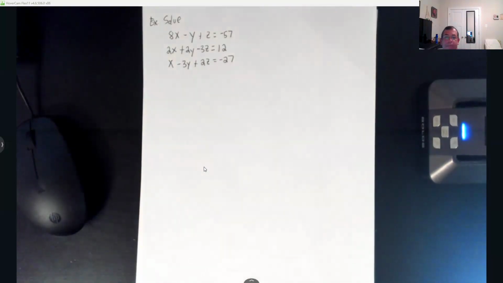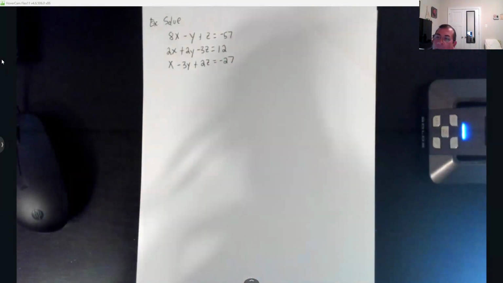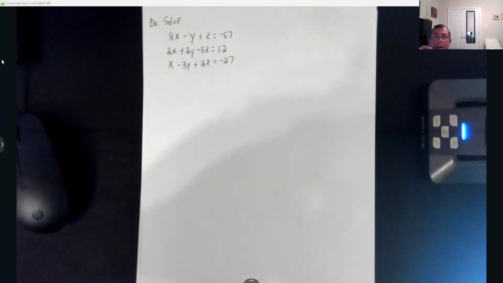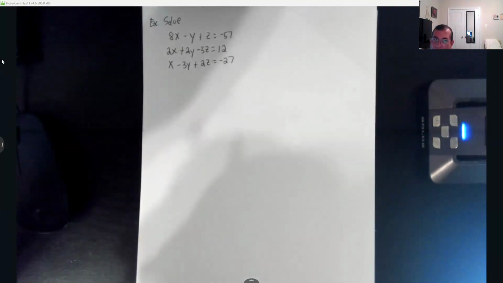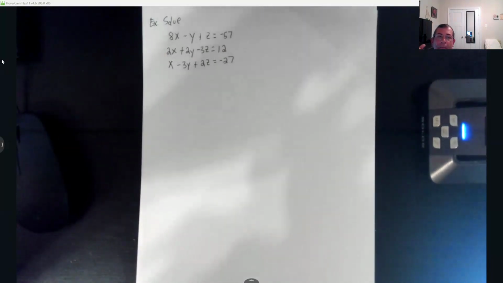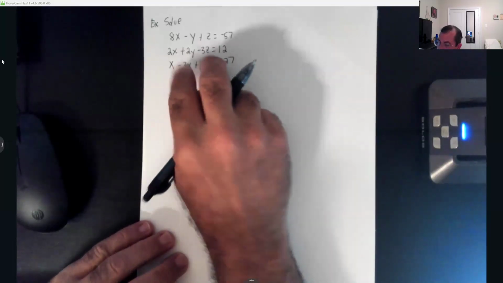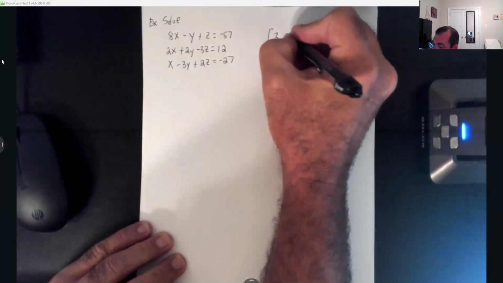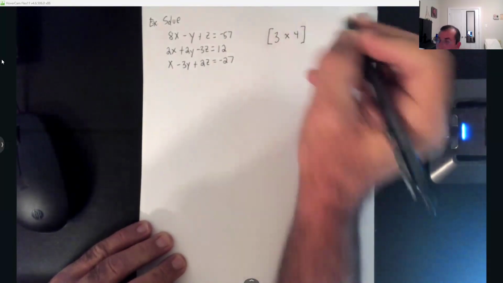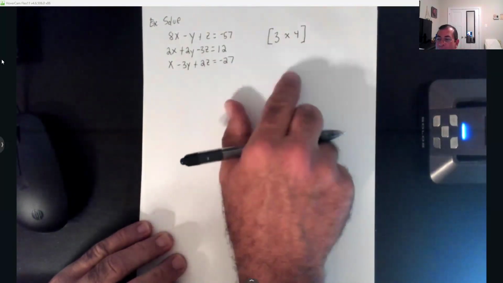All righty, so all right, y'all, 3 variables, 3 equations. In the calculator, this will be a 3 by 4. You got 3 rows by 4 columns on these, okay?